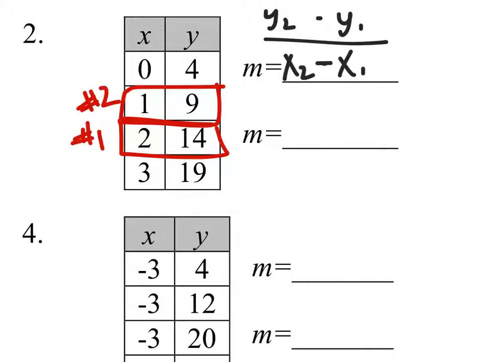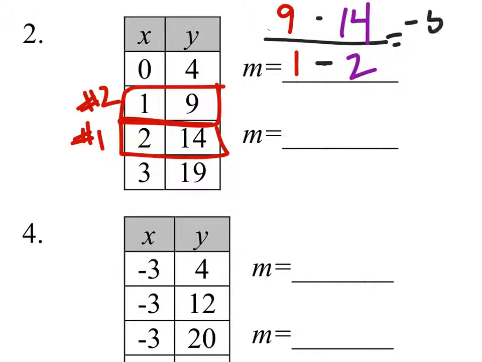And yes, I am doing this a little bit different. So number 2, my y value is 9. And my x value is 1. So on my y1 value, it's going to be 14. And then my x1 value is its corresponding x value, 2. Well, 9 minus 14, bam, negative 5. 1 minus 2, negative 1. If I were to simplify, I get 5.